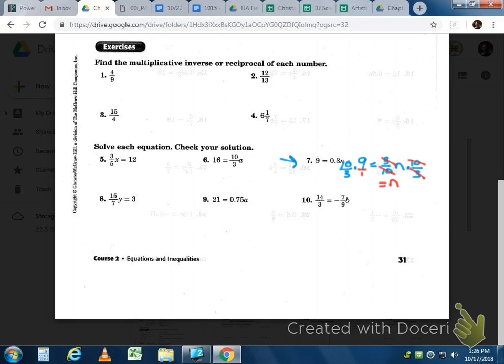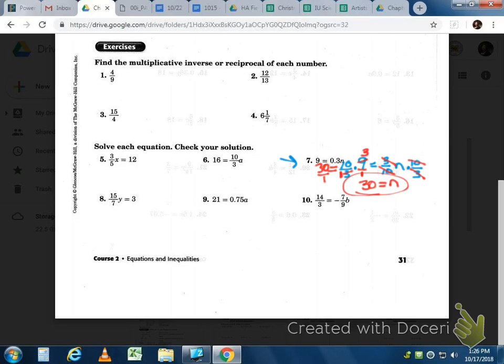Now, over on the left, Eli, I'm going to put my 9 over 1. Does anything cancel out? Yep. And what do they become? Right. So when you multiply straight across, 10 times 3 on the top is 30, and 1 times 1 on the bottom. And what's my reduced answer, Eli? 30.